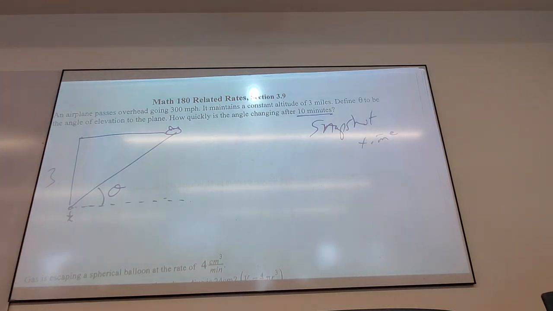Do you agree that the line from my eyeball to the plane is going to change over time? Yes. If you read through this problem, do I care about that? No. They don't tell me anything about it. They don't ask me anything about it. I'm going to leave it. What do they tell me about, though? Did they tell me how quickly the plane's moving? Oh, so they tell me something about this. So I better give that a variable.